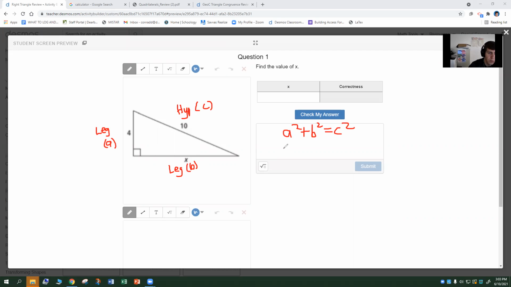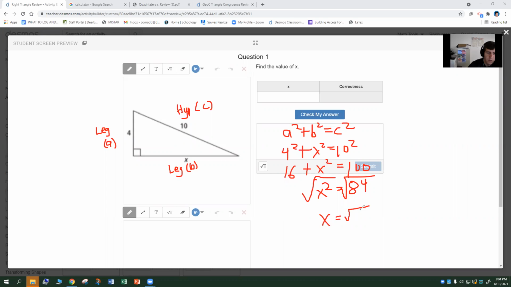Okay, so this is going to be 4 squared plus x squared equals 10 squared. You could switch it and do x squared plus 4 squared equals 10 squared, same thing. So that's going to be 16 plus x squared equals 100. Okay, we can subtract 16 from both sides and you get x squared equals 84. And then we take the square root of both sides. And we get x equals the square root of 84.